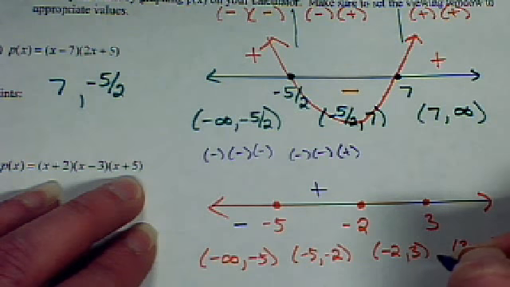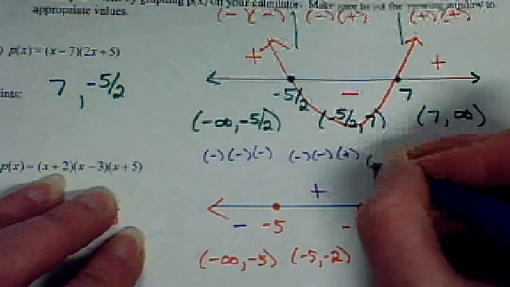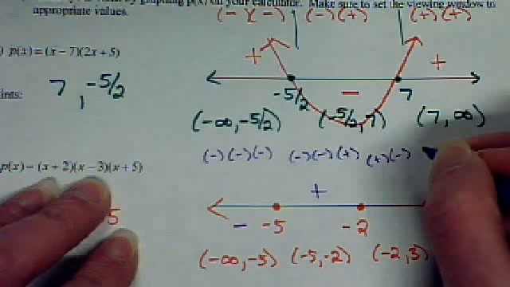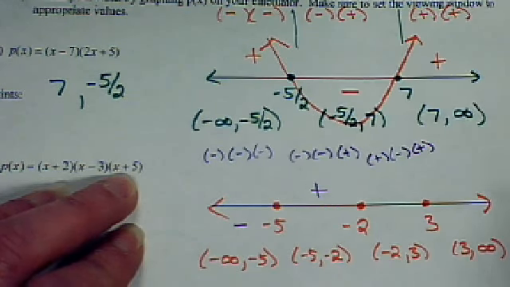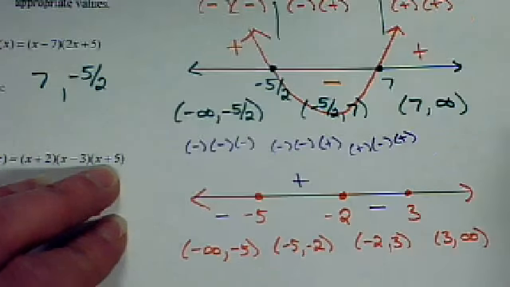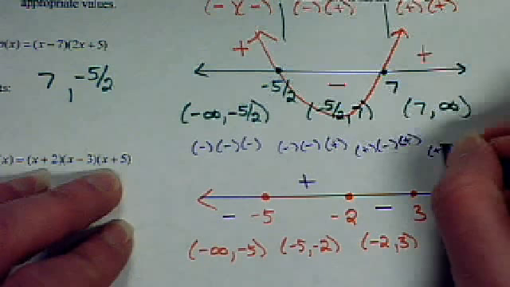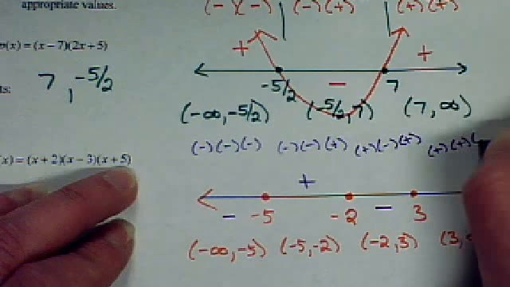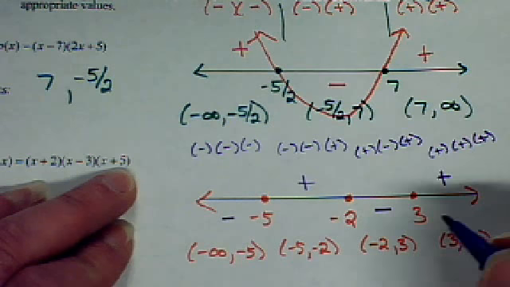Between negative 2 and 3, I'm going to choose 0. 0 plus 2, positive. 0 minus 3 is negative. 0 plus 5 is positive. A positive times a positive gives me a negative. Something bigger than 3. Oh, 5. 5 plus 2 is positive. 5 minus 3 is positive. 5 plus 5 is positive. When I multiply 3 positives in a row, I get a positive answer.